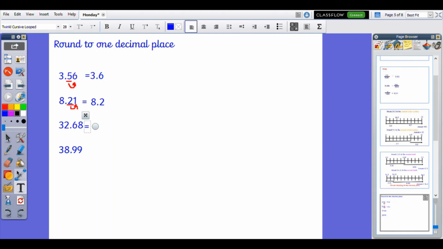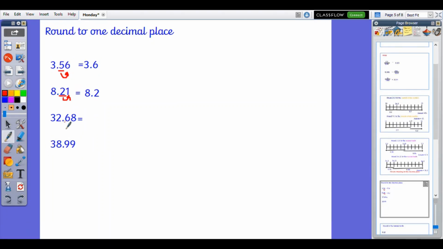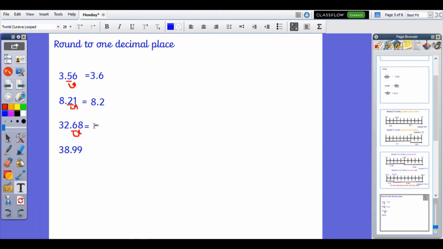So with this one, I've got 6 as my tenth, and I'm going to use my hundredths to help me. So my hundredth is larger than 5. So I'm going to round up to 32.7. So on my number line, this number would have been closer to 32.7 than 32.6.